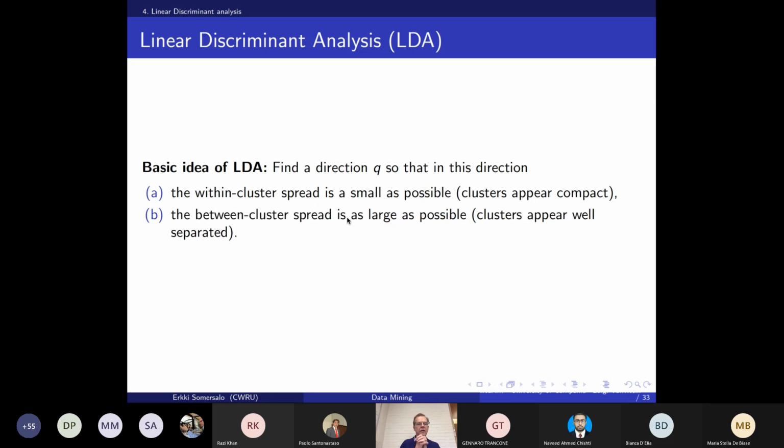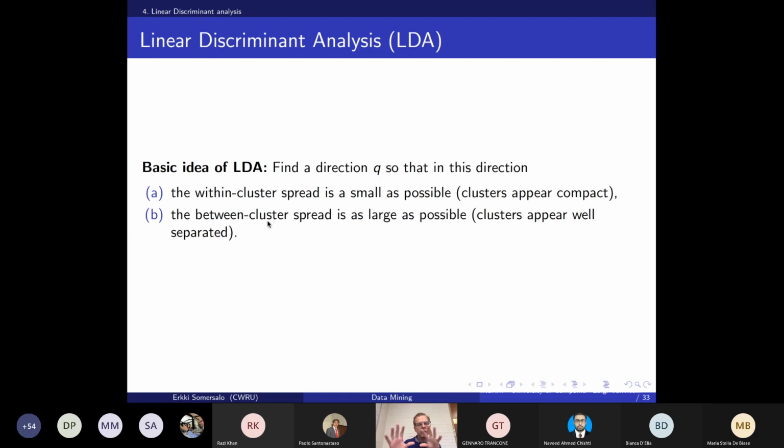So the basic idea in the LDA is that we want to find a direction in which our data clusters look as compact and small as possible, but those compact and small clusters are as far away from each other as possible. So there are 2 objectives here. We want to make the within cluster spread as small as possible, so that the data looks like a really compact cluster. And on the other hand, we want the between cluster spread to be as large as possible, so that the centroids of those clusters are as far from each other as possible.